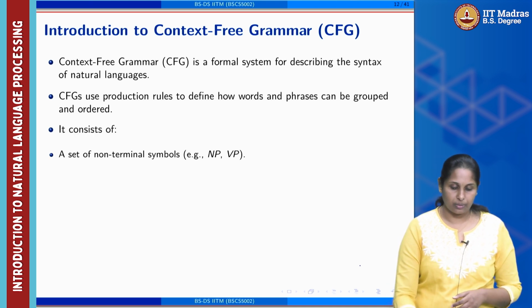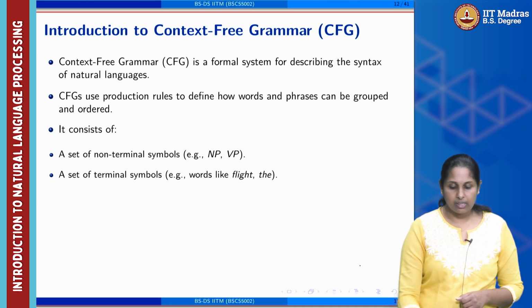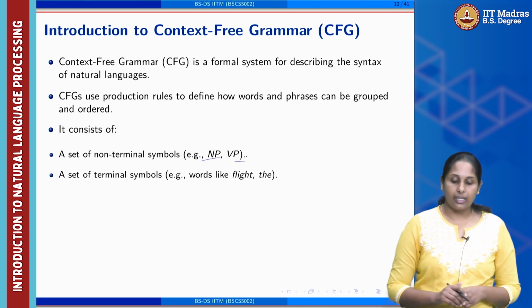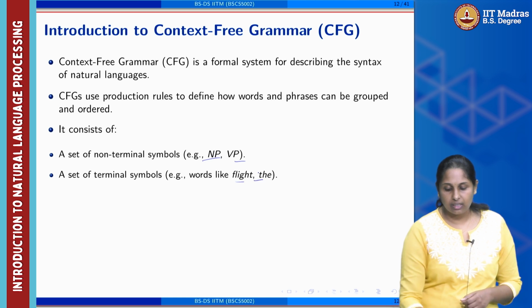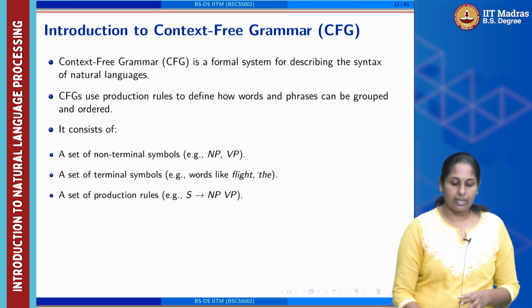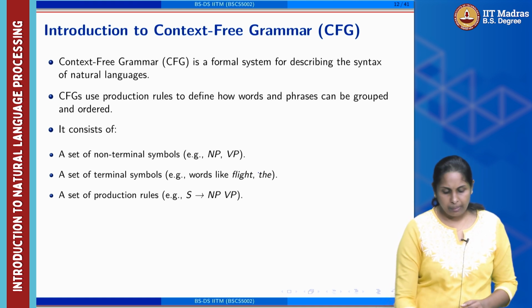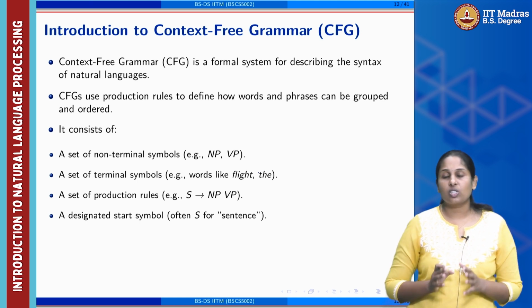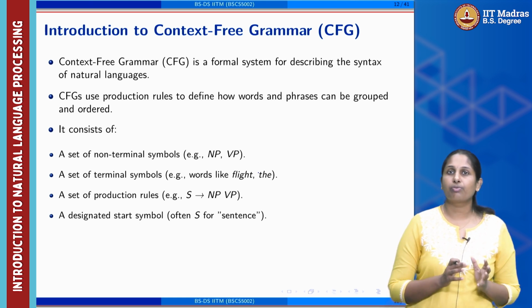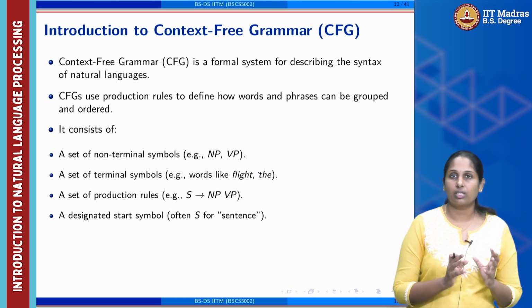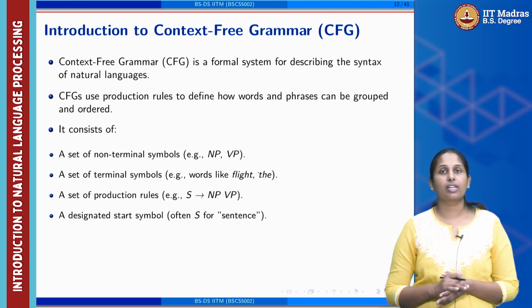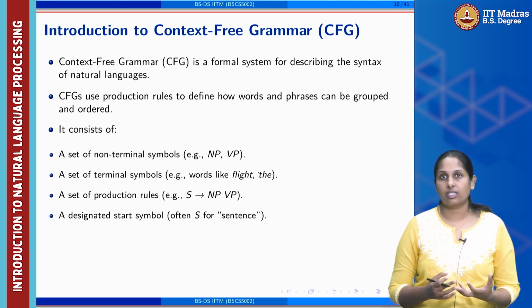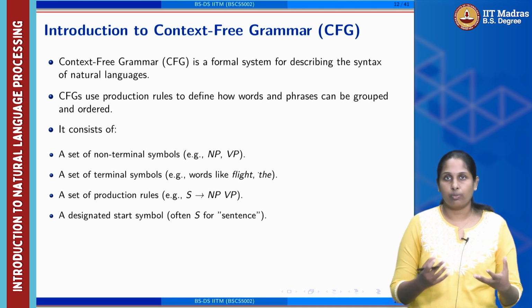a meaningful construction. It consists of non-terminal symbols like NP and VP, and it has some terminal symbols like flight, the kind of words. It also has production rules where we are telling S is rewritten as NP VP, and it also has a designated starting symbol, that is S. The phrase structure grammar that we have already seen is more of a formal understanding of the language part, to make sure how sentences are being formed. On the other hand, context-free grammars are built to computationally understand how words are grouped together to make a sentence.